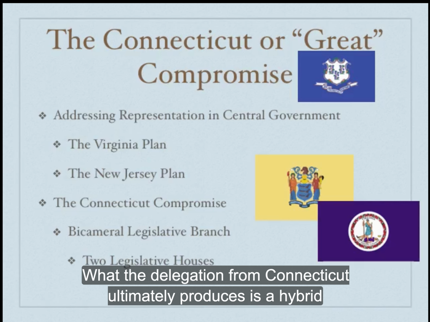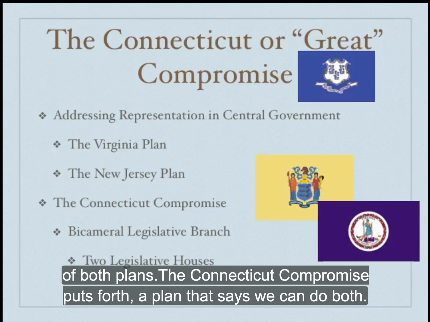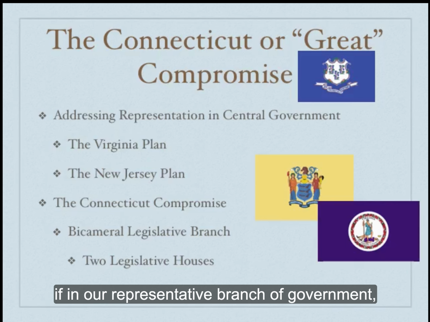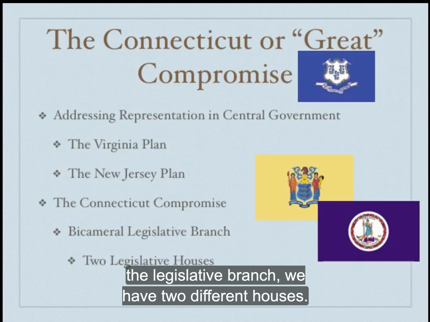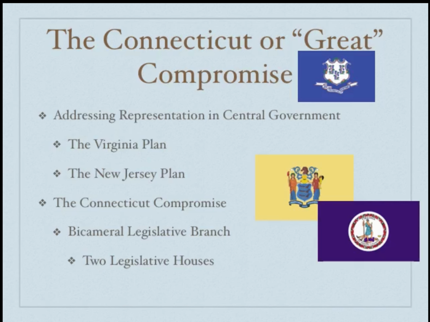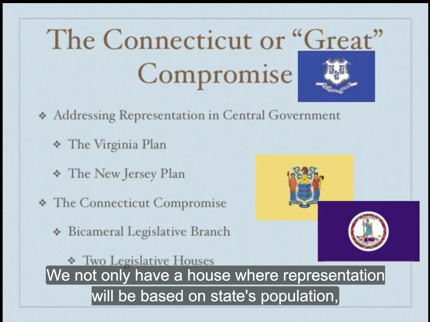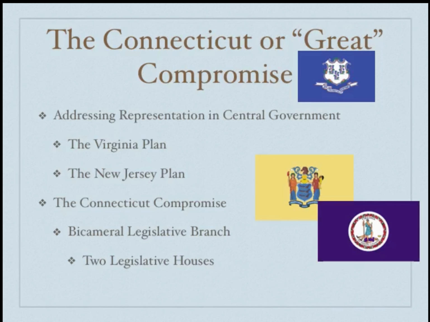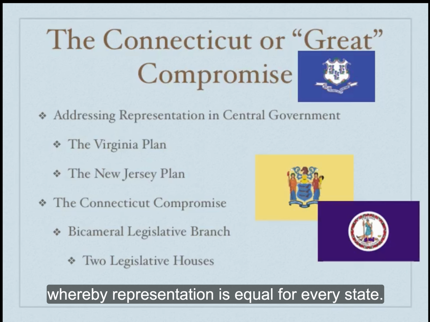What the delegation from Connecticut ultimately produces is a hybrid of both plans. The Connecticut Compromise puts forth a plan that says we can do both. The Virginia plan and the New Jersey plan can happen at the same time if in our representative branch of government, the legislative branch, we have 2 different houses. We not only have a house where representation will be based on states' population, but we have a second chamber, a separate house in one branch of government, whereby representation is equal for every state.